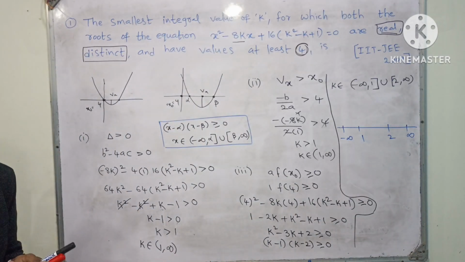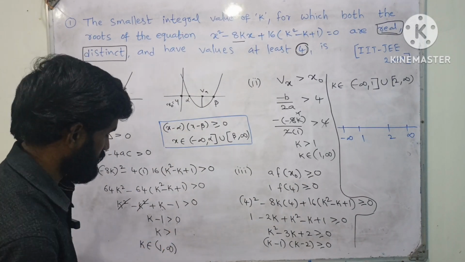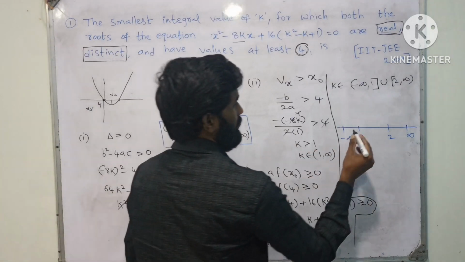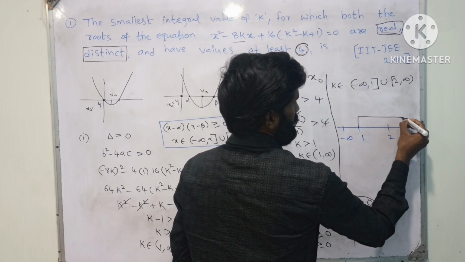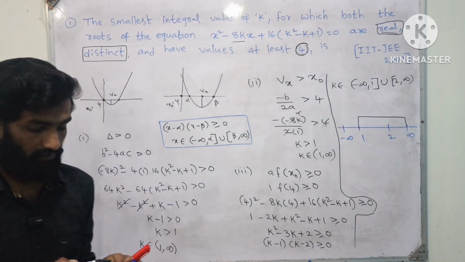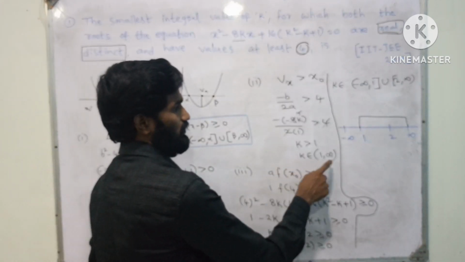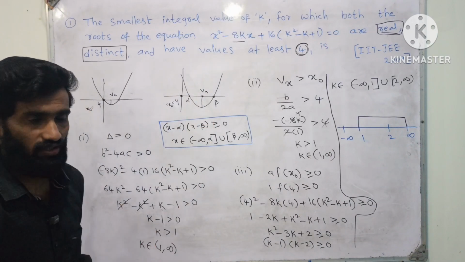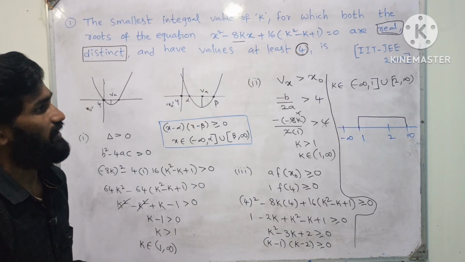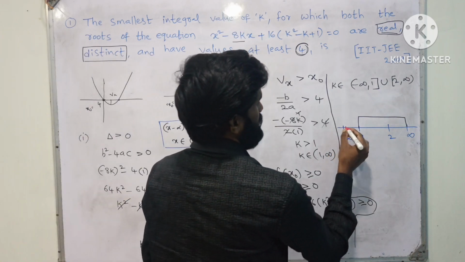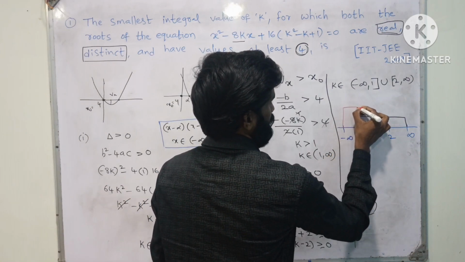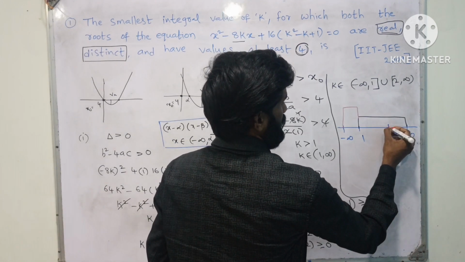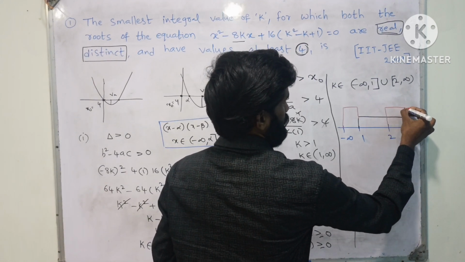Now observe, what is the first condition? k belongs to 1 to infinite, from here to here. And what is the second condition? Again it is 1 to infinite only; if it is the same, no need to draw. And what is the third one? If you observe, minus infinity to 1, and 2 to infinite, from here to here.